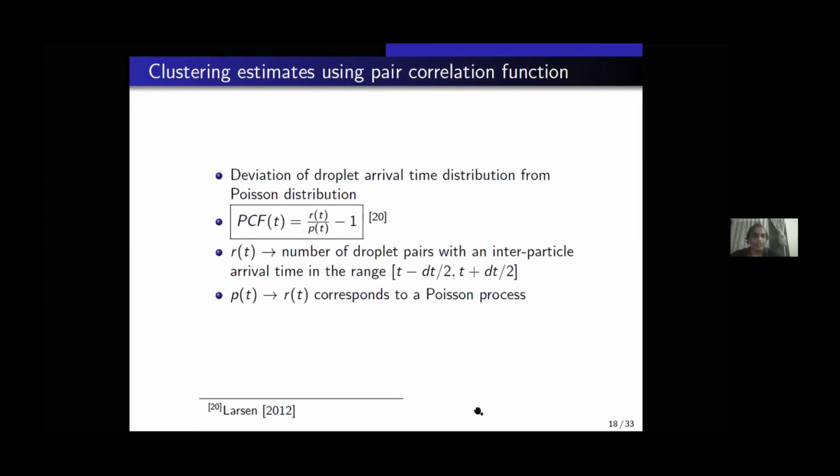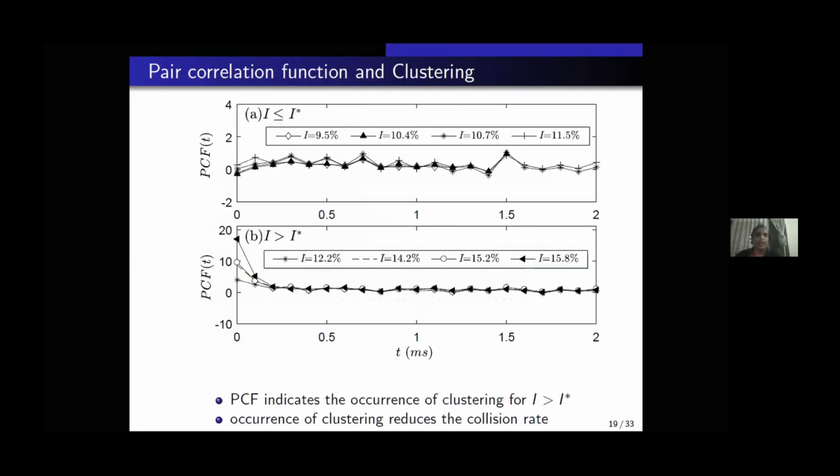The way in which it is done is to essentially look at the droplet arrival times in your small probe volume. And if there is no clustering occurring, the droplet arrival times would follow a Poisson distribution. The deviation from the Poisson distribution is a measure of whether clustering is occurring, because when clustering occurs, you would expect at times that several droplets arrive with very small particle separation times in your probe volume. So we make a plot of this pair correlation function, which is a measure of the deviation of the arrival time distribution from Poisson distribution.